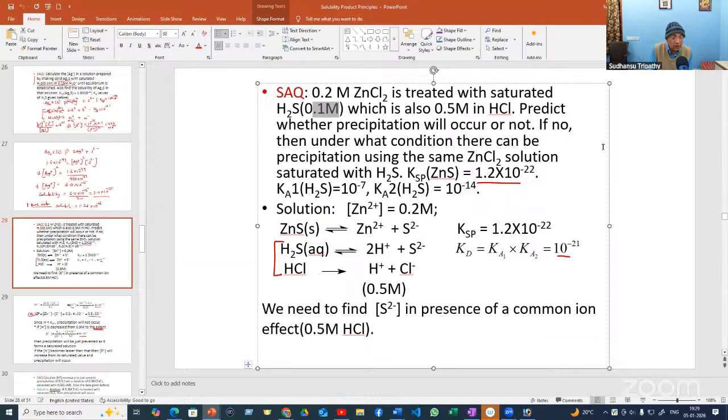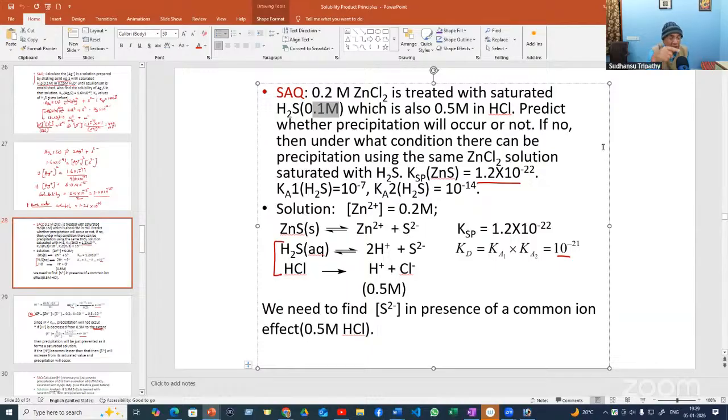Under this condition, it is not only H2S. You have suppressed the dissociation of H2S. The homogeneous equilibrium has been first taken care of. The sulfide ion concentration has been reduced to the extent that the ionic product may not be exceeding the solubility product of zinc sulfide, and precipitation might not occur.